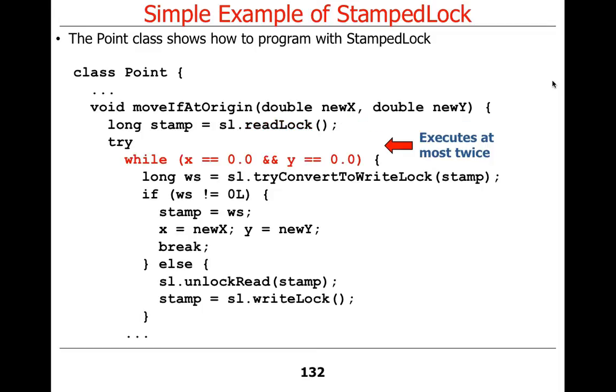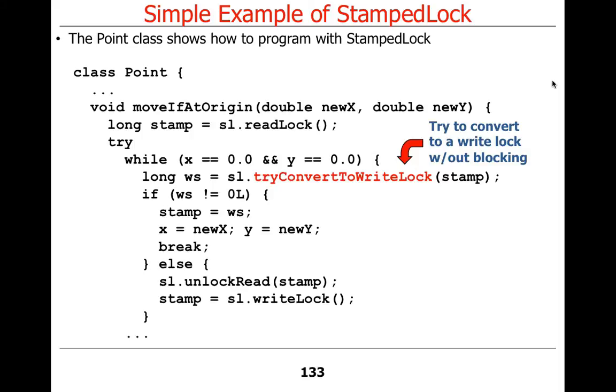And now, while x equals 0 and y equals 0, right? So if we're at the origin, we're going to move, right? Now, this looks like a loop that may go a number of times. It's only going to execute twice. That's the max it'll ever execute. So the first thing we try to do is we try to convert the read lock into a write lock.